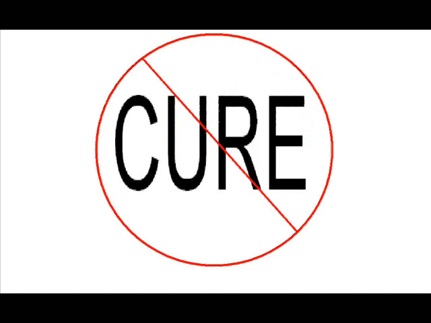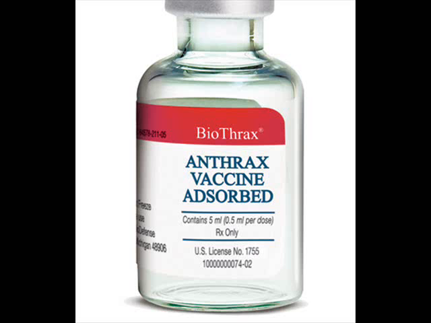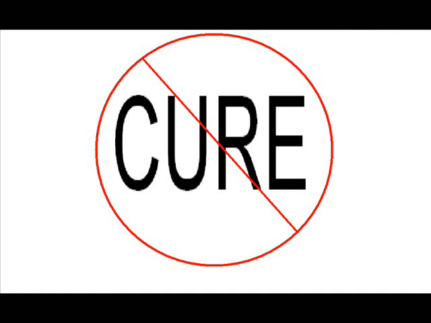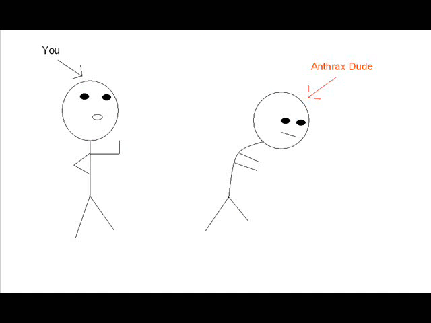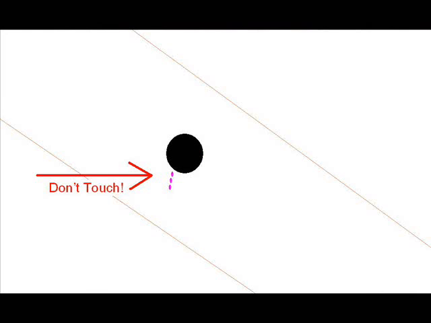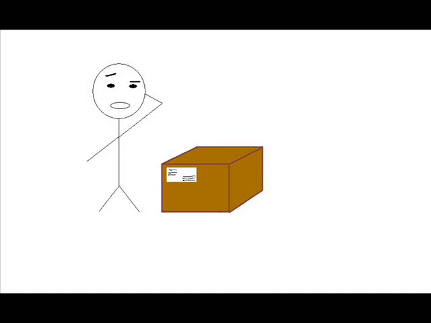Sadly, there is no cure for this disease, but there is a preventive that is not available in the U.S., but is routinely given to military personnel. Although there is not a cure for this disease, there are ways for it to be prevented. First, avoid contact with infected animals or animal products. Second, do not touch fluid draining from an anthrax wound. Lastly, handle suspicious mail properly.